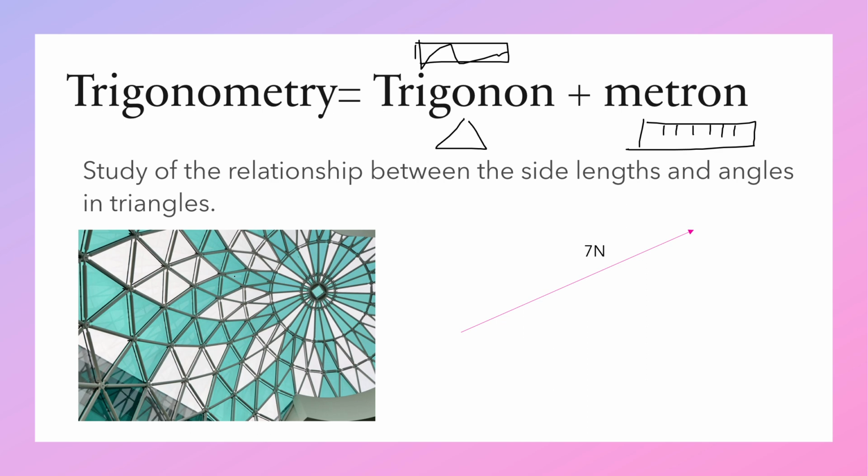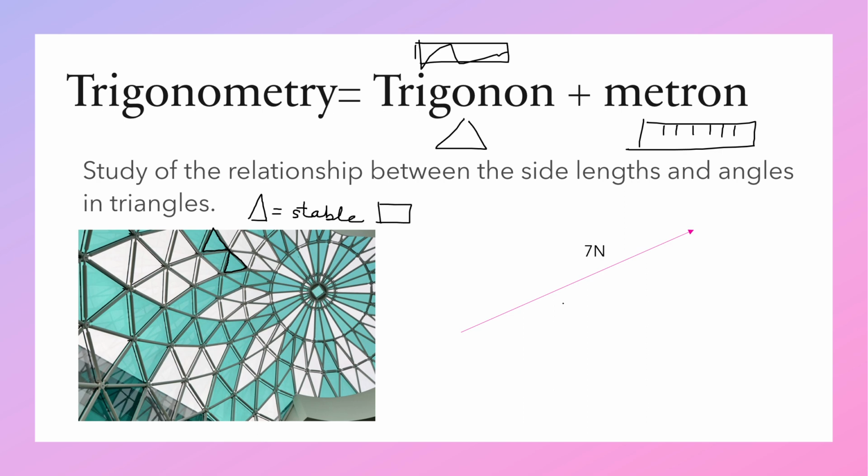We use it in constructing buildings. As you can see, all these shapes are made up of triangles. And the triangle is a fairly stable shape compared to the square. That's why we like to use it.